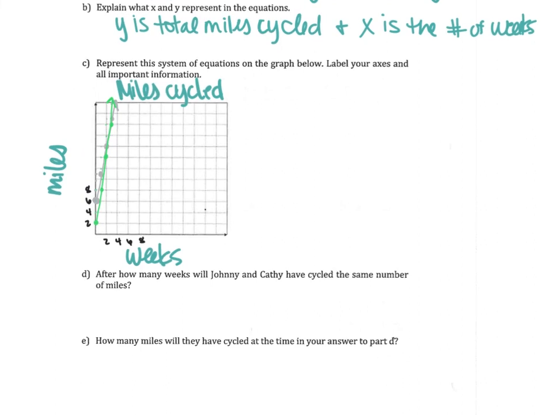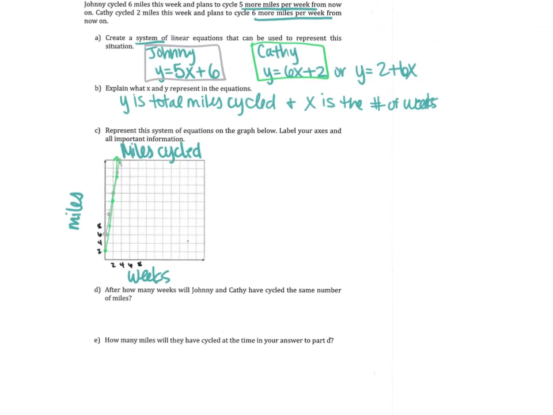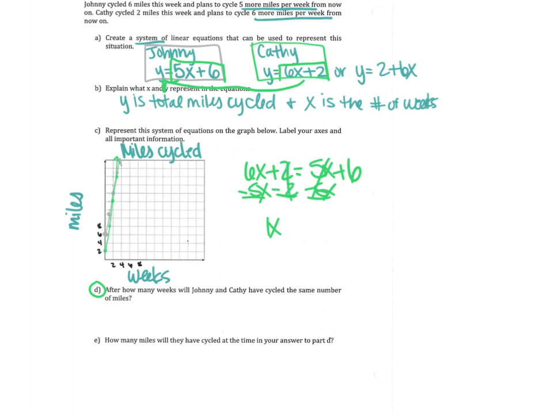Okay, so I am actually going to just solve this a little differently. I'll show you a substitution way, but I will say on the test on D, the part where they've cycled the same number of miles is just that intersection point on the graph. Okay, so I'm going to do it by substitution. So if Johnny is 5x plus 6, Kathy is 6x plus 2, I can sub this into the y over here. So 6x plus 2 equals 5x plus 6. I would subtract 5x, giving me 1x, and subtract 2 from 6, giving me x equals 4.